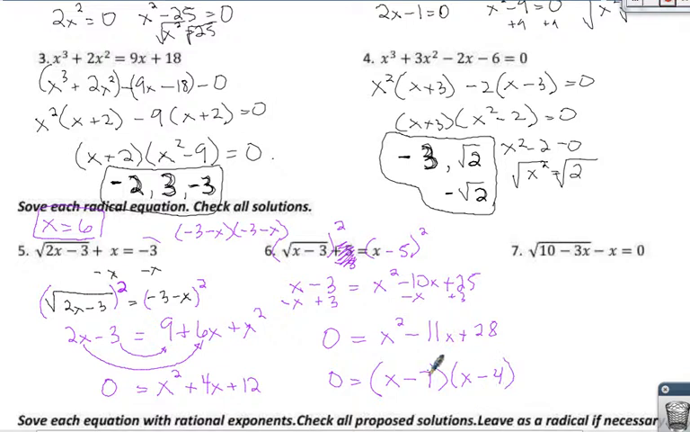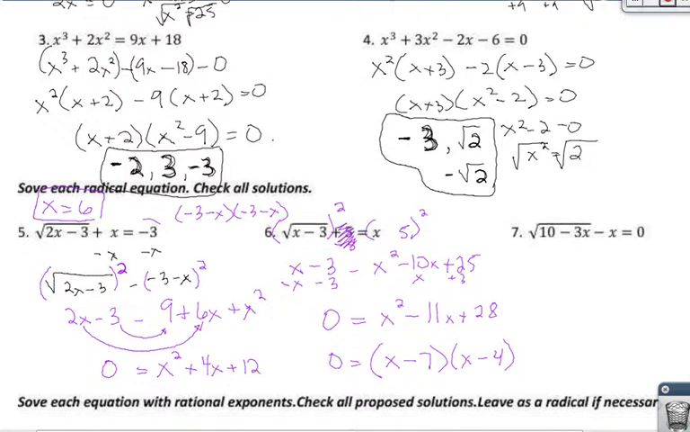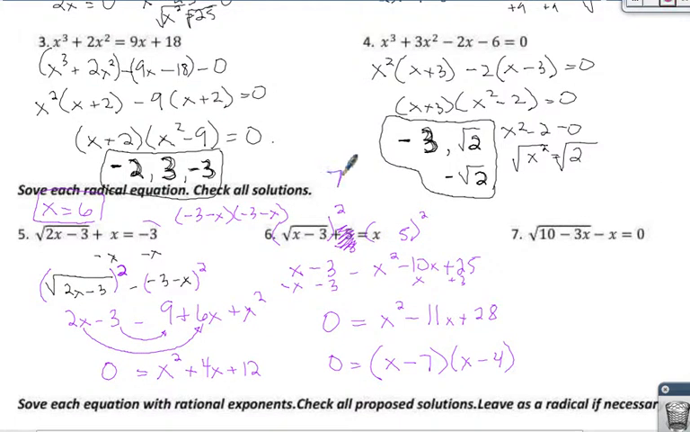Okay, and we can check it. -7 times -4 is positive 28. -7x and -4x is -11x. So our potential answers, and I say potential because we have to check them, are 7 and 4.